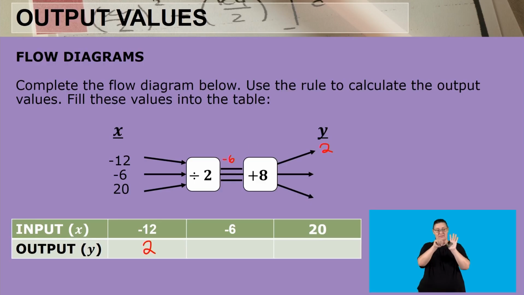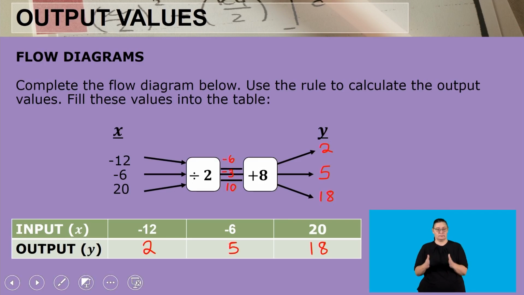Well, -6 divided by 2 is -3. So -6 divided by 2 is -3, and when we add 8 there, it is going to be 5 as the answer. Then 20 divided by 2, that is 10. 10 plus 8, that is going to give us 18. So when the input value is 20, the output value is 18. And when the input value is -6, the output value is 5.